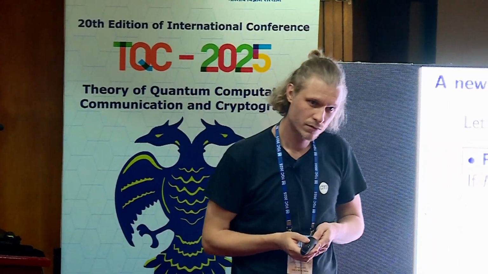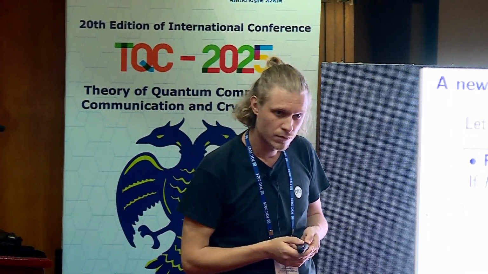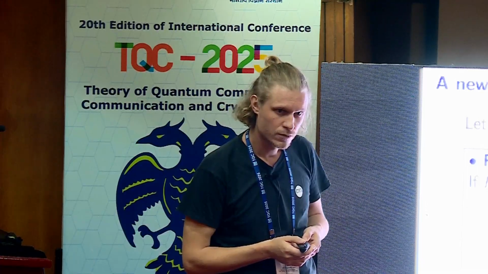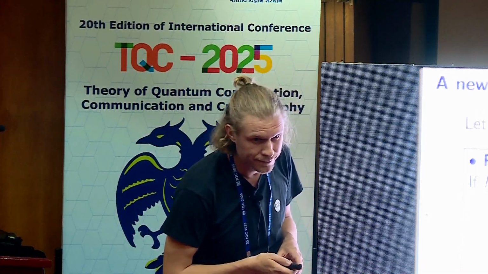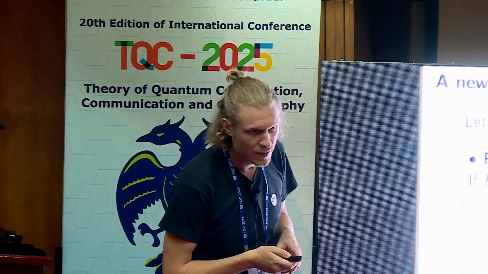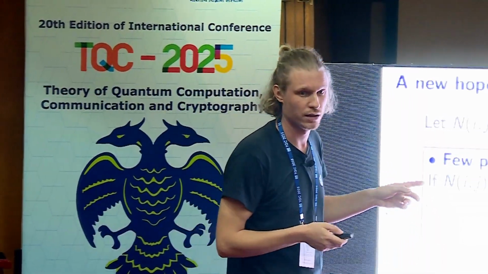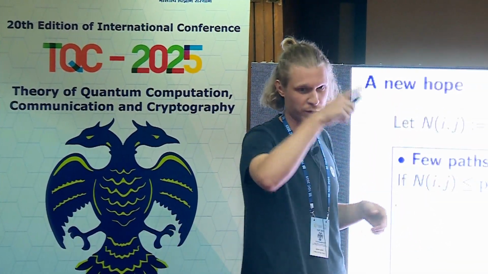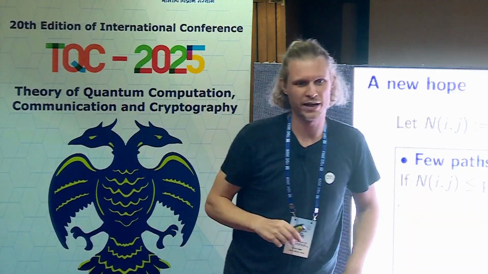Did you mention how you got a result below log squared space for the classical algorithm? Say again? For your problem, how did you get below log squared space? Oh, this is not our algorithm. You mean this log squared over log log? Yeah. No, this is a result by Allender. Yeah.